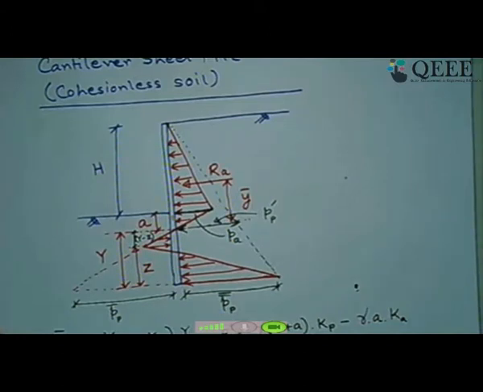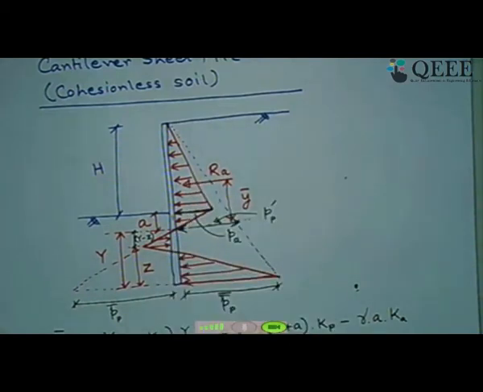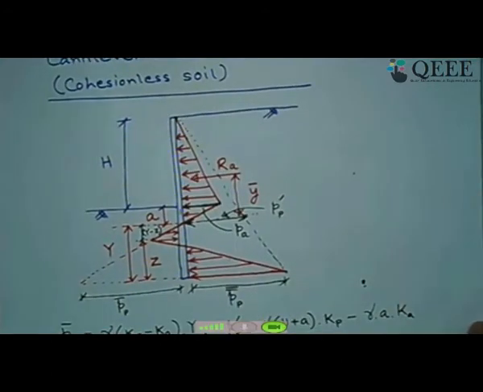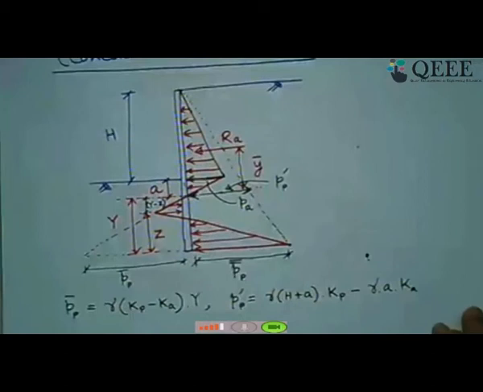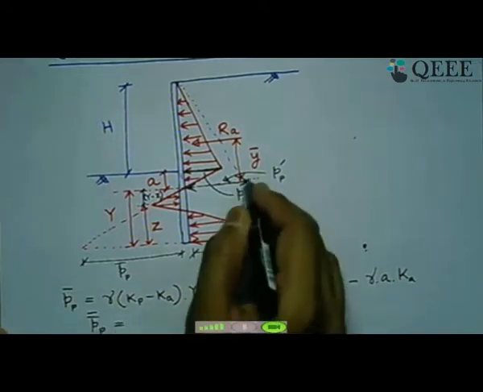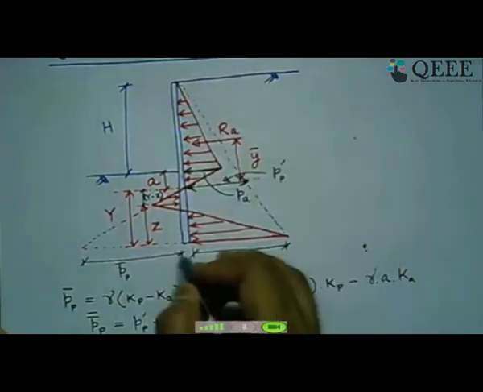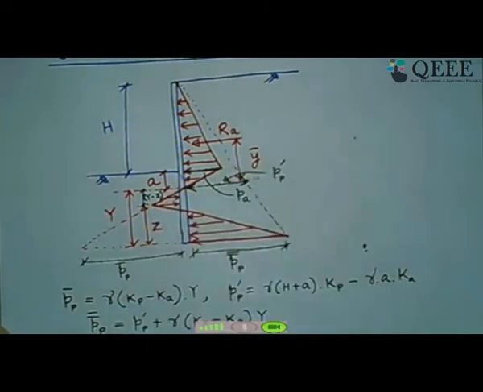Now what gamma should we consider? Always we have to consider the appropriate gamma, in the sense always the effective value of gamma. If it is submerged, we have to take gamma effective. And what should be the value of this small pp double bar, this one? This will be nothing but, here we have to make use of this pp prime, so pp prime plus gamma times Kp minus Ka times y. You can see this is from the property of similarity of triangles. This one you can compute in terms of this value. So that's what has been done.